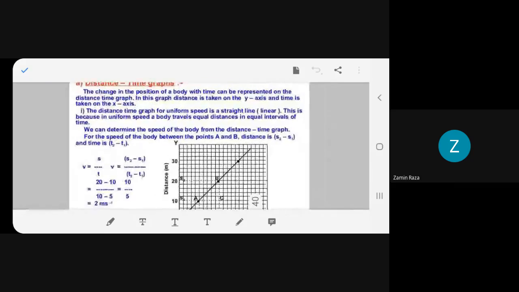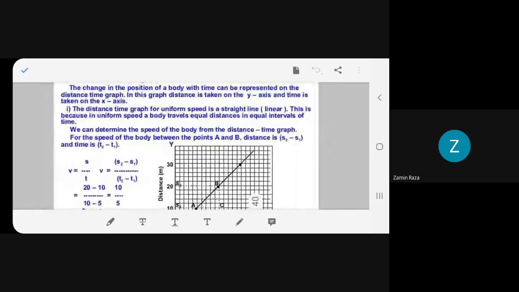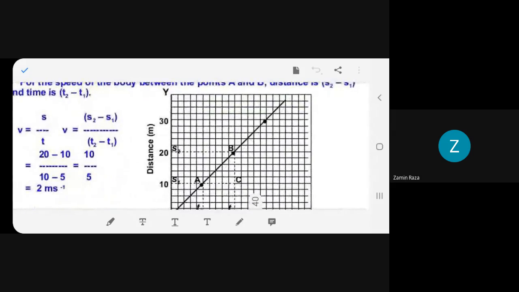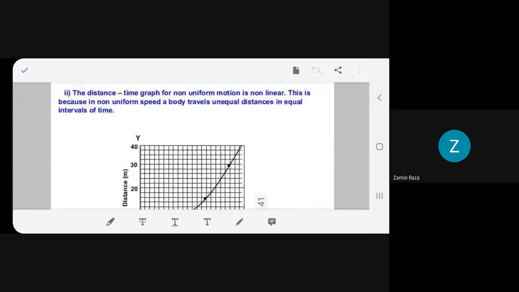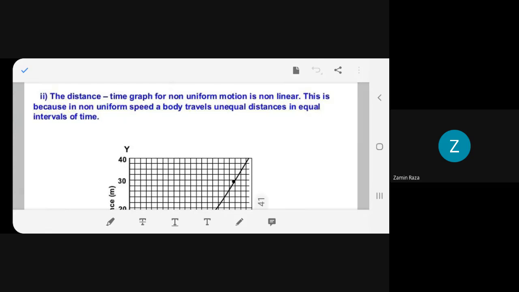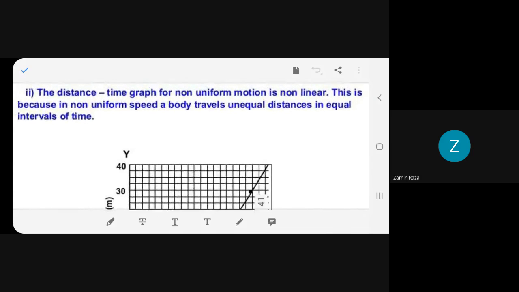So the first thing that you have to say is that whenever we get a straight line, that means it is uniform. It could be speed, it could be acceleration, it could be velocity. And this is how we have to find out. These are all mathematical notations. Now, that was uniform motion. Now we are going to work on non-uniform motion.